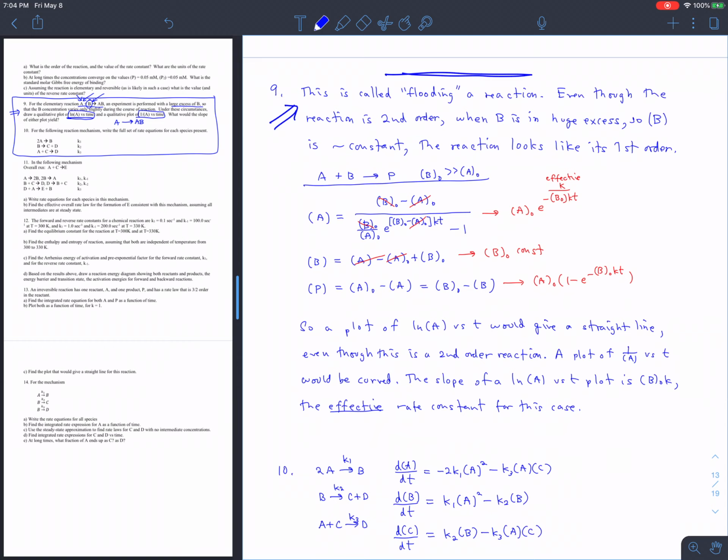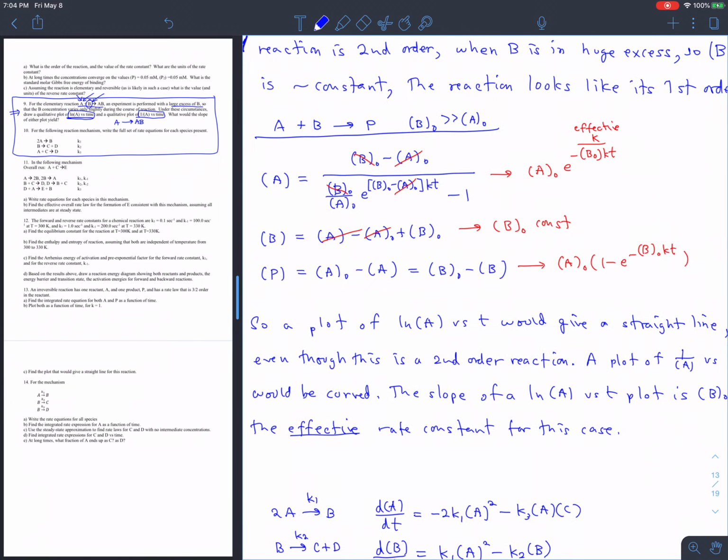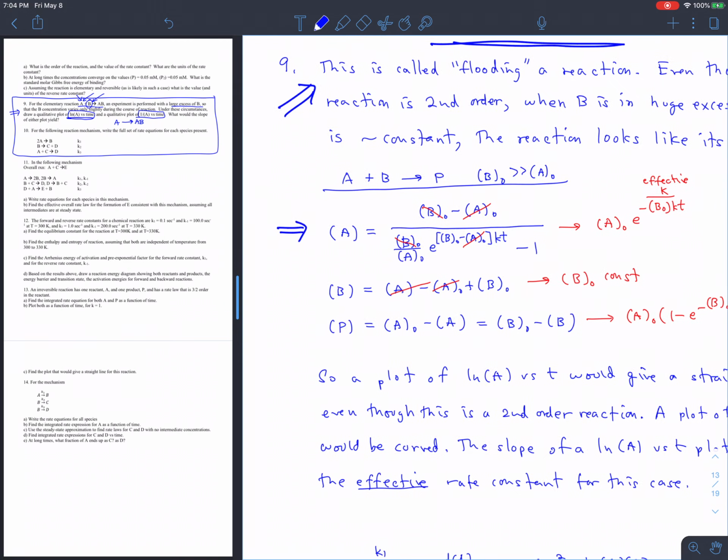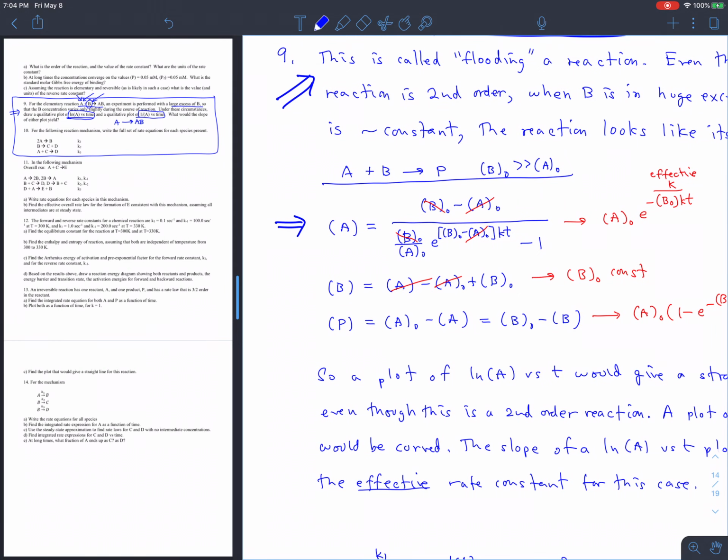We actually have an expression for the way that the concentration of A changes. Let me blow that up a little bit more. There we go. It changes with time for the second order reaction with two different reactants, A and B, right? And here's that expression. But now let's suppose that the B concentration is enormous compared to the A concentration. Let's suppose it's 1,000 times bigger than the A concentration, so the A concentration is just negligible.